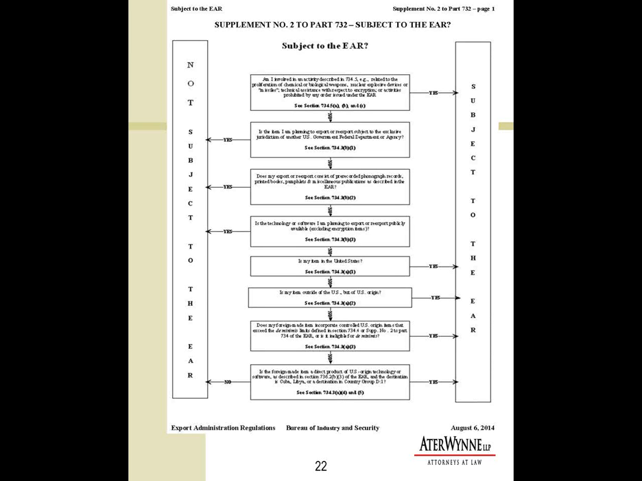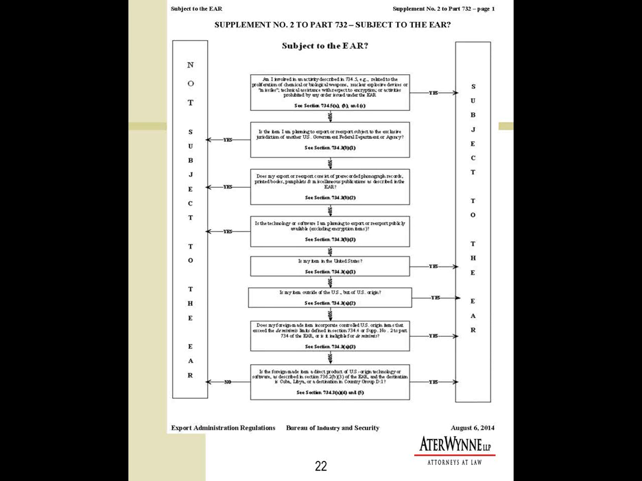So let's move on a little bit just to address a persistent question from many companies, which is, what do we do when our businesses change, when our products change, when new orders come in from our customers, and what do we do? Where do we start with regard to determining, is our product subject to the EAR or the ITAR?